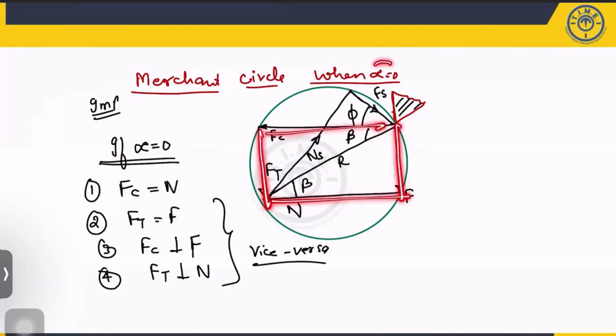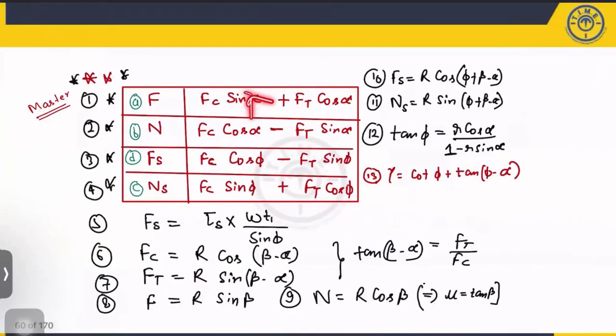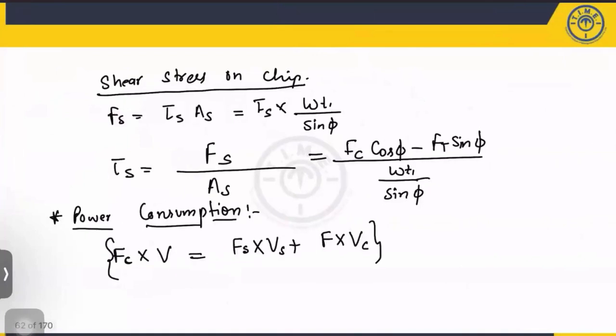Sometimes they will give you that the rake angle value will be 0. So these important relations you also have to remember. The cutting force you can directly assume as the normal force, and the thrust force is equal to the friction force. Otherwise, if you remember this formula, you just put alpha 0 and you will get the same answer. Okay, this is the first thing.